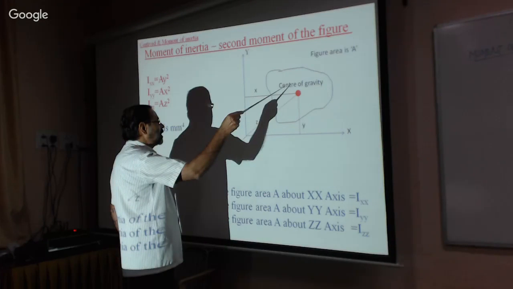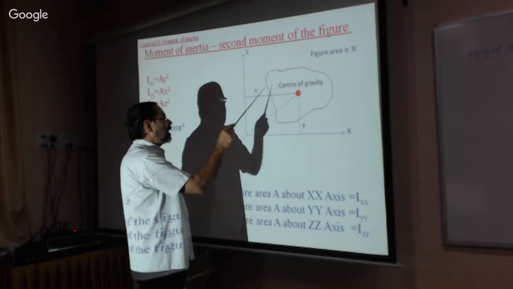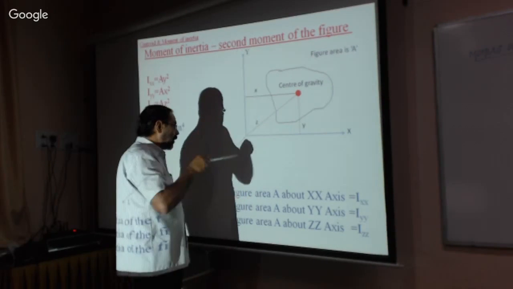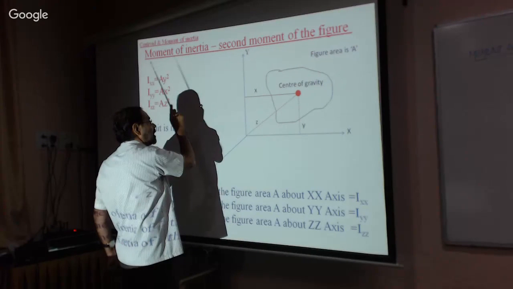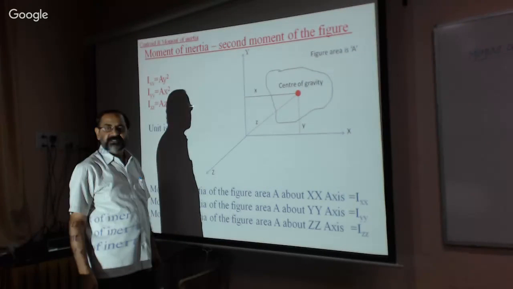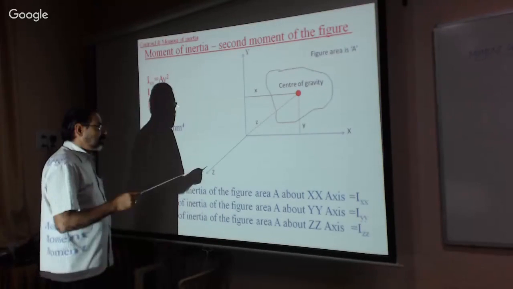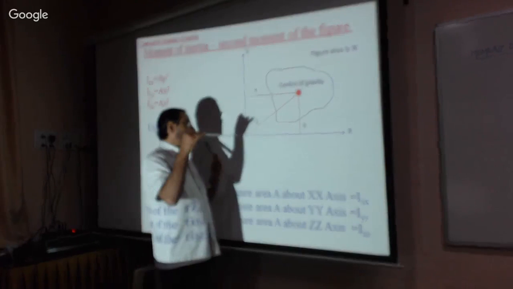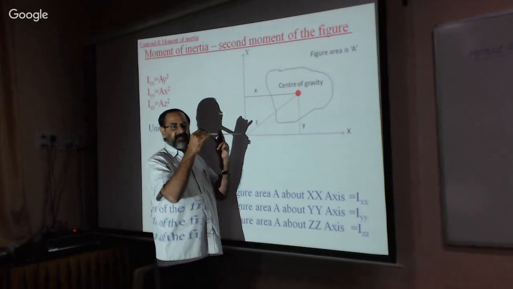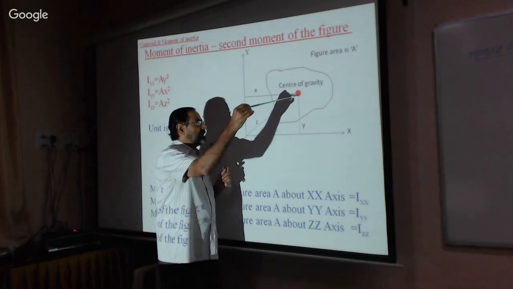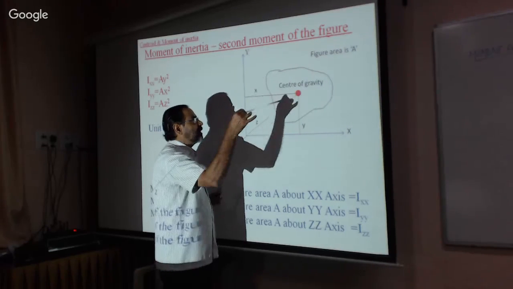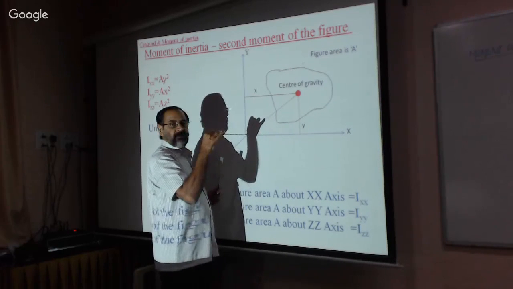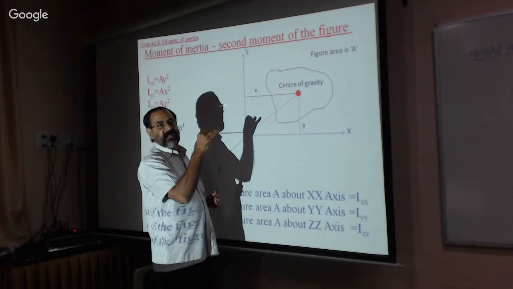And similarly, this is the moment of inertia of the given figure about the y-axis, I-y-y, and this is area into distance squared. And similarly, this is the z-axis, from here to here, the z distance. The moment of inertia of this figure with respect to the z-axis is written here.